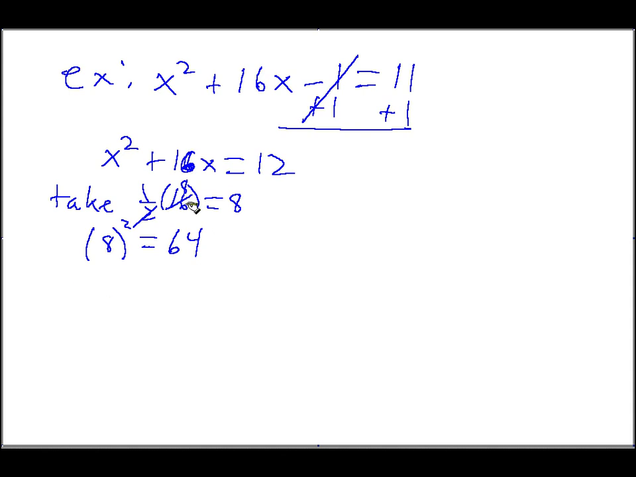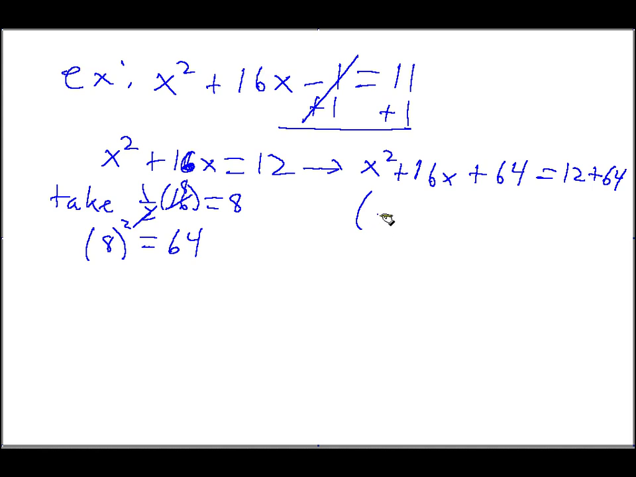Okay, so let's do that then. So this equation becomes x squared plus 16x plus 64 equal to 12 plus 64. Again, you have to add the same number to both sides of the equation, otherwise you're changing the problem. All right. Okay, then. So that's a perfect square now on the left side.